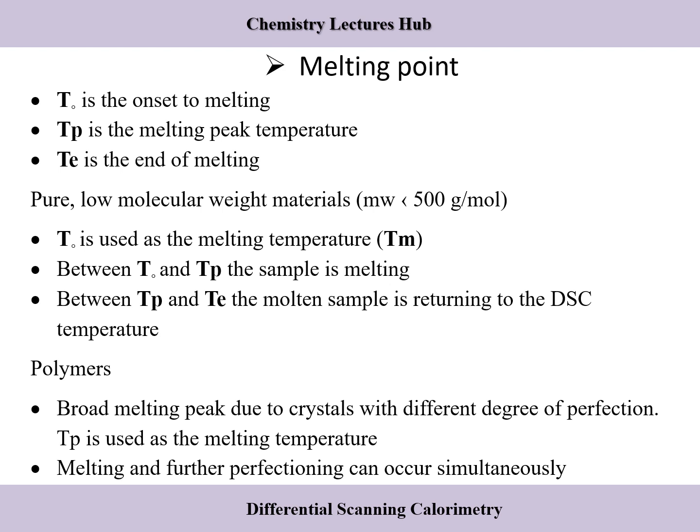For polymers, there is a broad melting peak due to crystals with different degrees of perfection. Tp is used as the melting temperature. Melting and further perfecting can occur simultaneously.